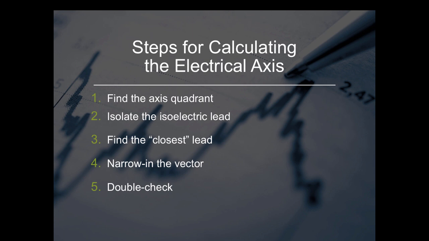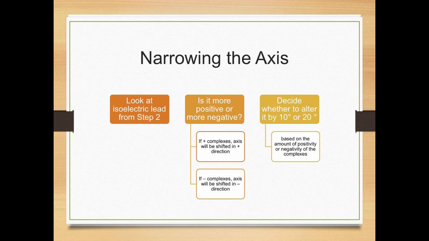So it's not exactly 0. Oh, it might be exactly 0, but it's probably not exactly 0. It's probably not exactly negative 60 degrees. So we're going to adjust a little bit. Now, how do we adjust? Well, we're going to go back to step 2. We're going to look at that isoelectric lead, that teeny tiny little small amplitude lead.